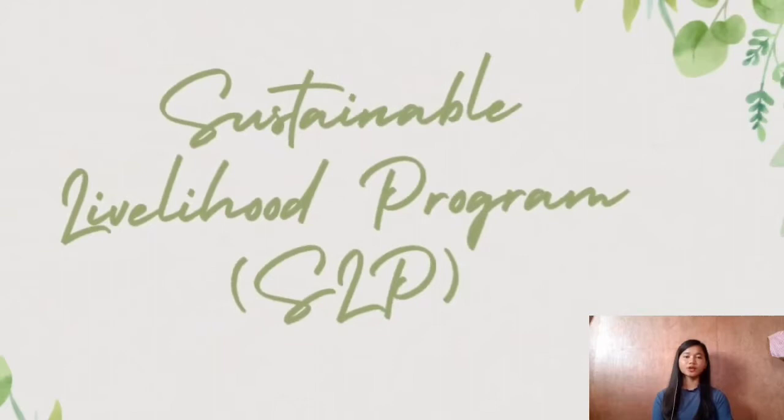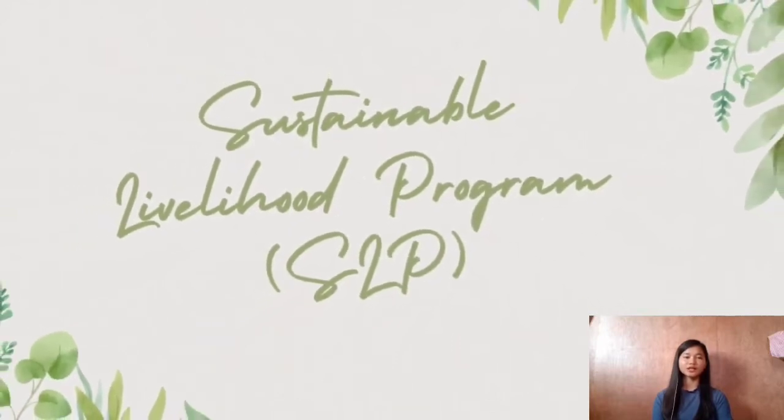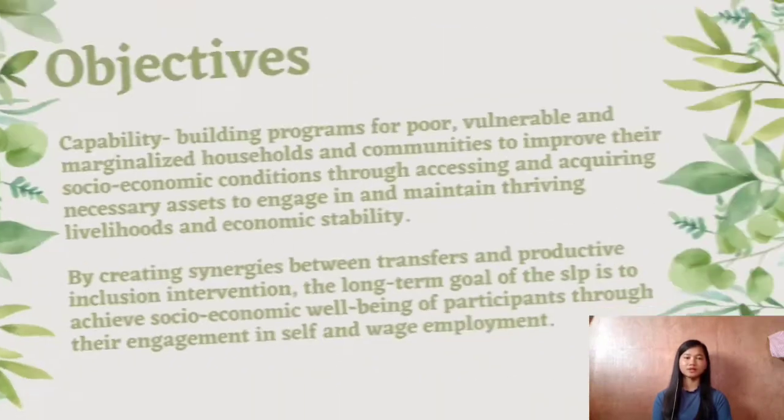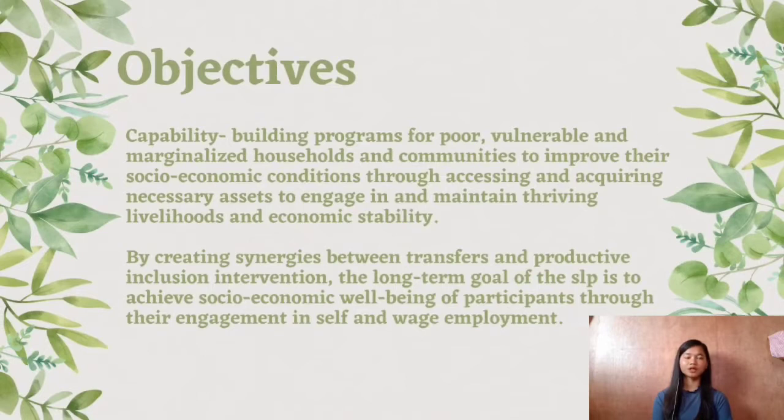At this point, we are going to discuss the SLP, or the Sustainable Livelihood Program. The Sustainable Livelihood Program has its objectives: capability building programs for poor, vulnerable, and marginalized households and communities to improve their socioeconomic conditions through accessing and acquiring necessary assets to engage in and maintain thriving livelihoods and economic stability. By creating synergies between transfers and productive inclusion intervention, the long-term goal of the SLP is to achieve socioeconomic well-being of participants through their engagement in self and wage employment.